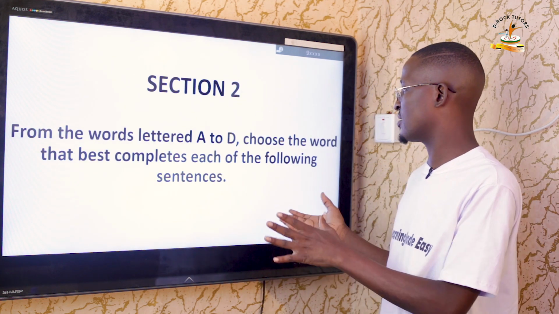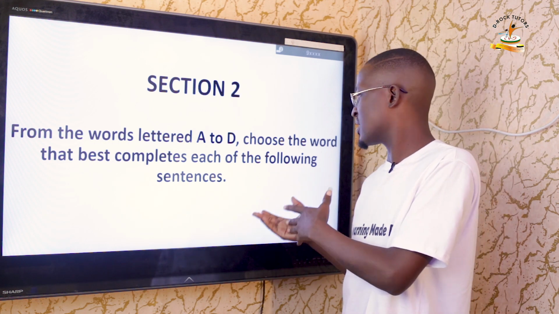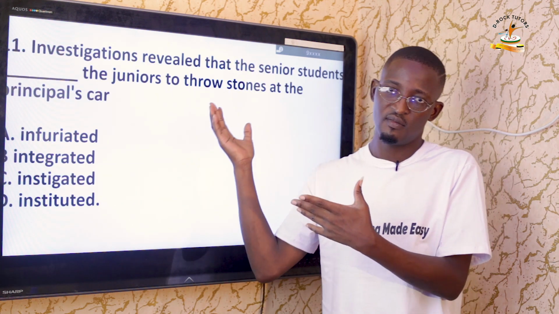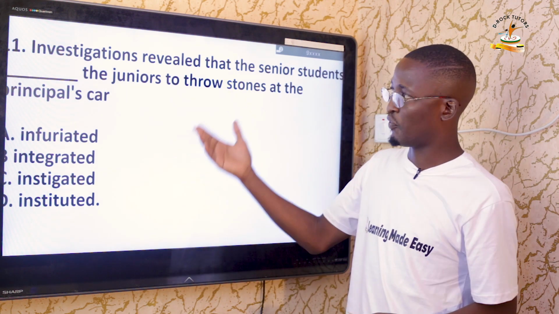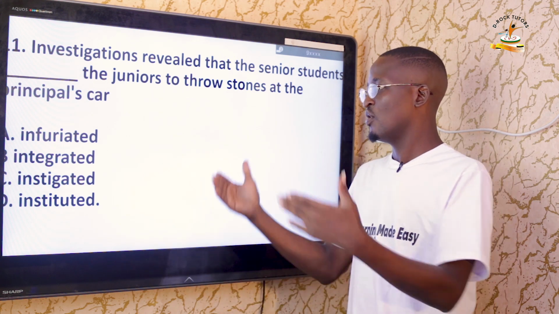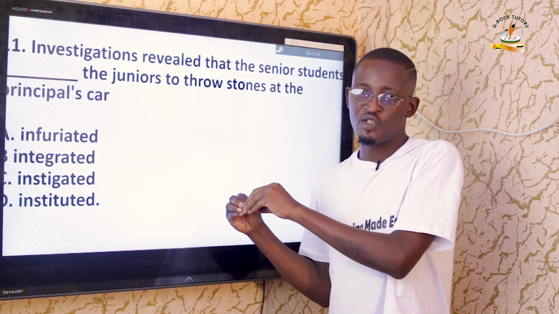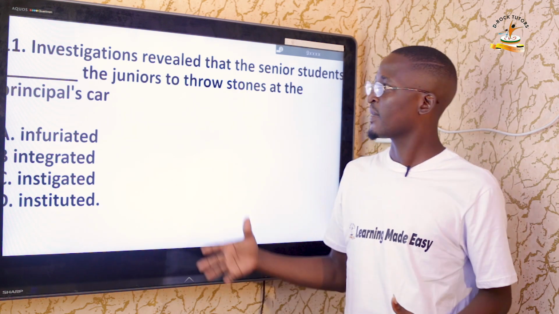Then from the letters A to D, choose a word that best completes each of the following sentences. So we have left out words opposite in meaning, and of course now we're trying to choose semantics, that is, what words should be used for certain kinds of expressions or sentences.